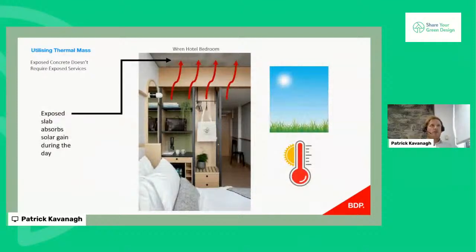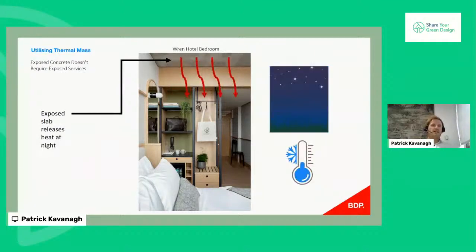Equally in the Ren Hotel bedrooms, when you walk into the lobby, you've got lots of services above the ceiling which are in the bulkhead for the ensuite and the initial bedroom entrance. But then as you step into the bedroom, it's actually an exposed concrete slab. And what this does is that this exposed slab absorbs that solar gain that we couldn't get rid of through the facade during the day, and then it releases that heat at night when inevitably we're going to have higher heat losses, particularly in the Irish climate.